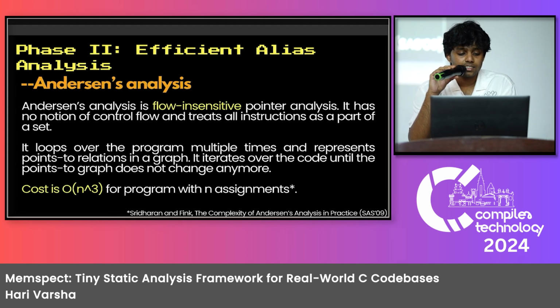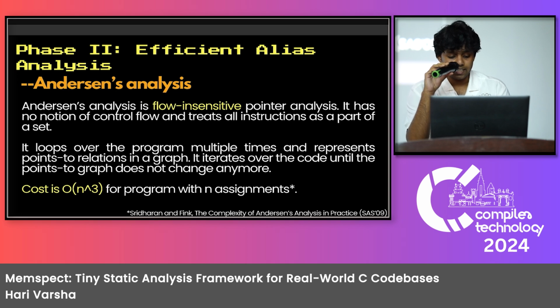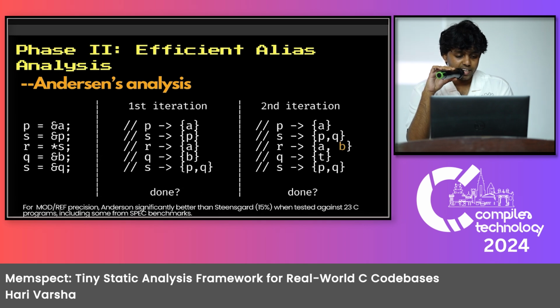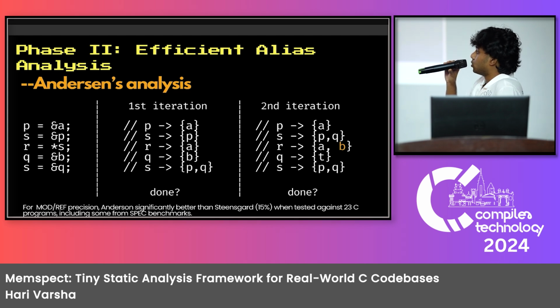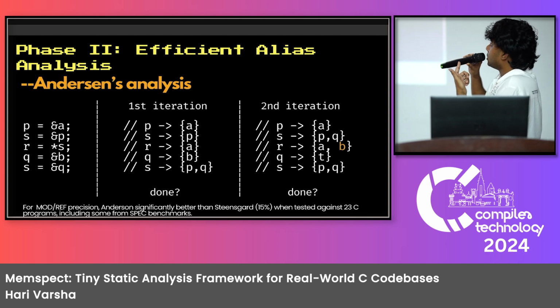What's Andersen analysis? Andersen analysis is basically a flow insensitive algorithm. It has no notion of control flow. The control flow gets updated each time you run it, like I keep saying. And obviously it's O of n cubed, which is just hell. So you can see with the first iteration of the code, it first takes P of A, S of P, R of A, Q of B, and S holds Q. But in the second iteration, as you can see here, the B is actually added.